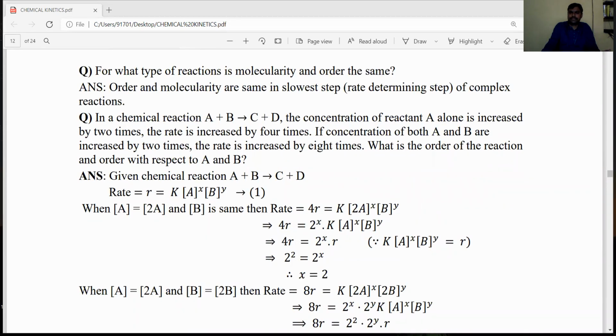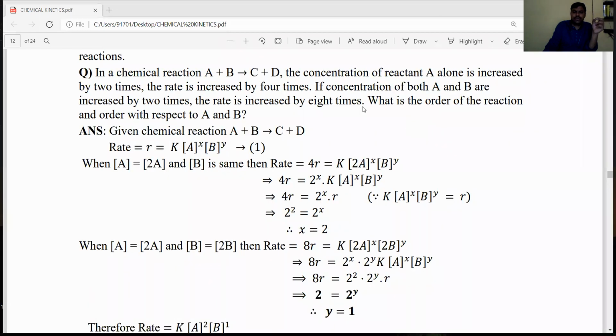Okay, dear students, let's go through some important problems related to the order of reactions. Just see, for what type of reaction are the molecularity and order both equal? Generally, molecularity and order are the same, dear students, for elementary steps. An elementary step is also known as the rate determining step. In the rate determining step, the order as well as the molecularity are the same. Okay, and let's see the second question, dear students. The second type of questions are very important for objective exams as well as board exams.